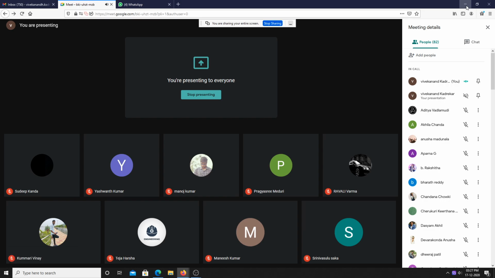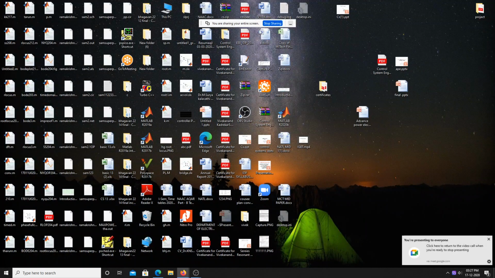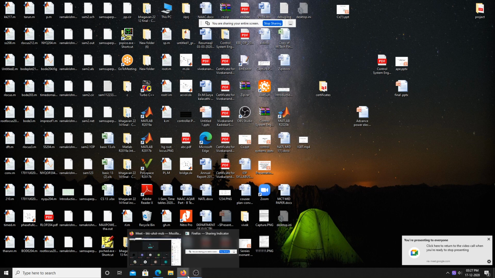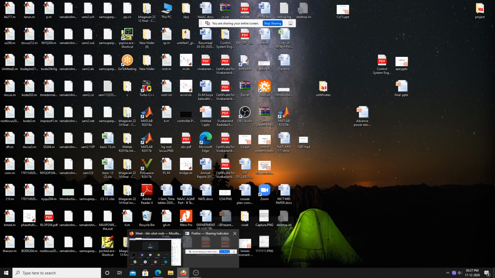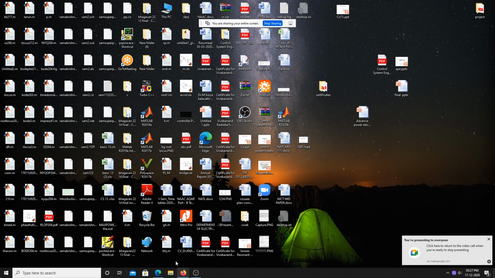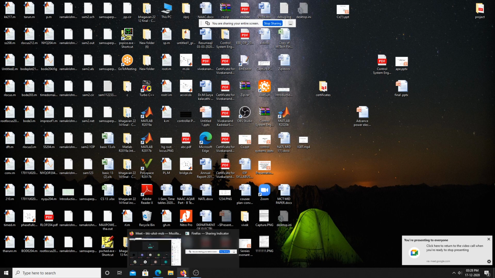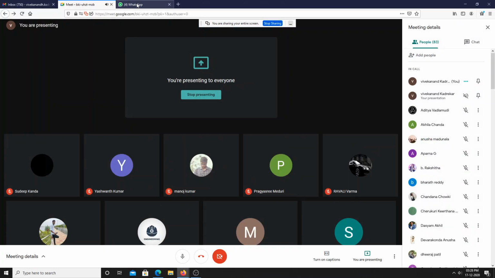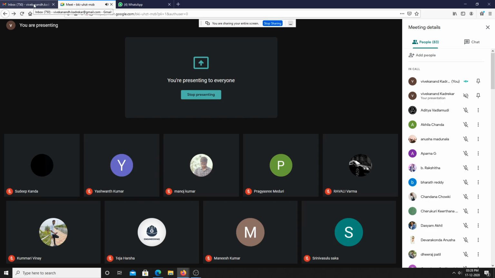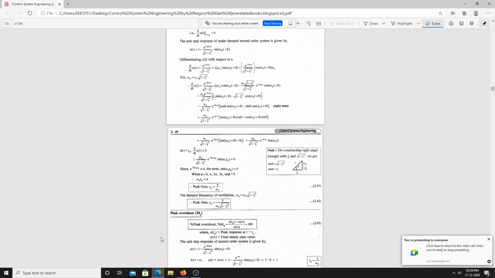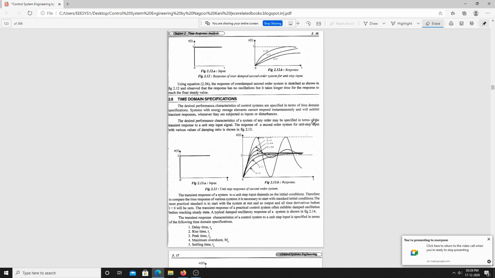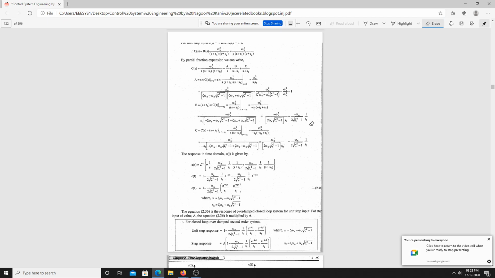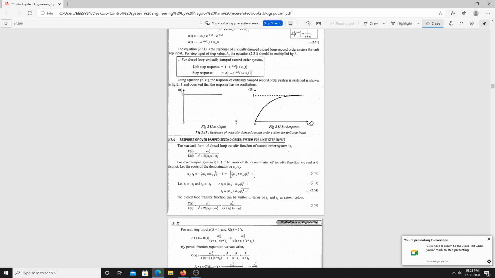So I'm starting today's session. When we talk about time response analysis, we are dealing with whatever output we have as a function of time. Is it clear? In time response analysis, whatever output we have, we are dealing with that output as a function of time, right?